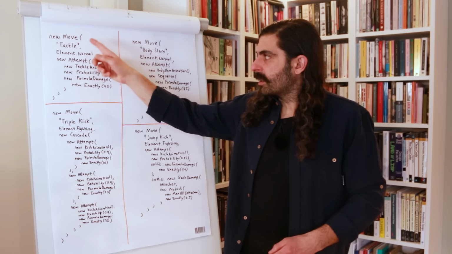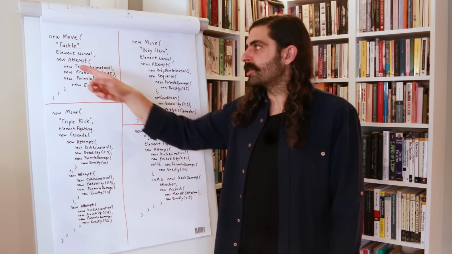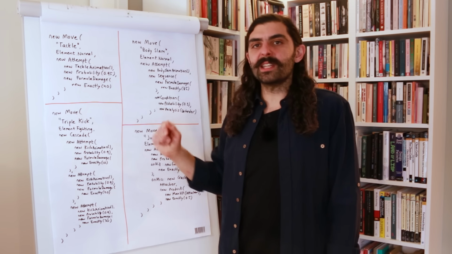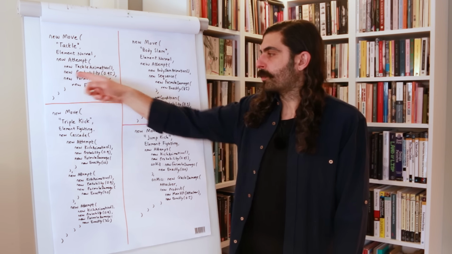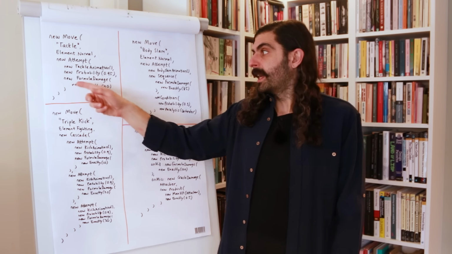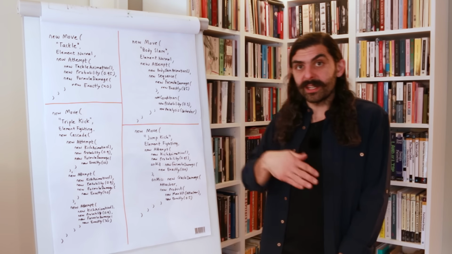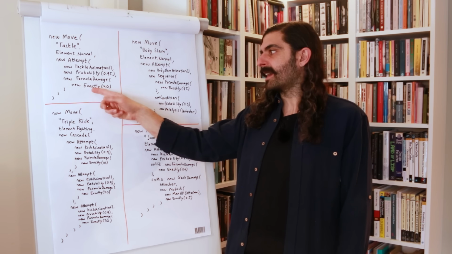Okay. So we're instantiating a move, we're passing the string tackle, and we're passing in the normal element, and then we're saying, for this move, what is the attempt? Well, this one only consists of one attempt that has a tackle animation, has a probability of 95%, it has a chance of hitting of 95%, right? And what effect does it have when it hits? If it hits, what's the effect? The effect is formula damage of exactly 40.